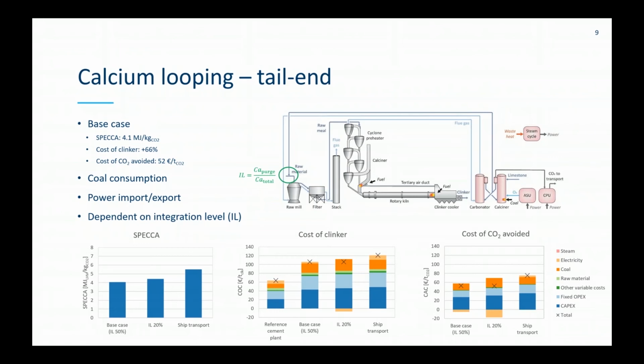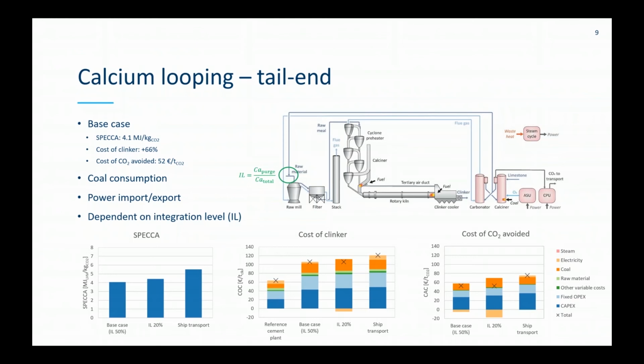Now, the key performance indicators in the 3 different cases that we investigated here are shown in the 3 diagrams in the bottom. And looking at the base case numbers here to the left, the SPECA was calculated to be 4.1 megajoule per kilogram CO2. The cost of clinker was seen to increase by 66% compared to the reference cement kiln without CO2 capture, and the cost of CO2 avoided was calculated to 52 euros per ton CO2.